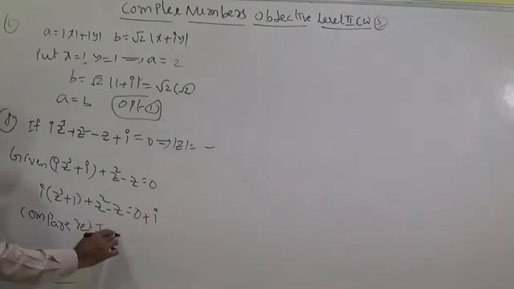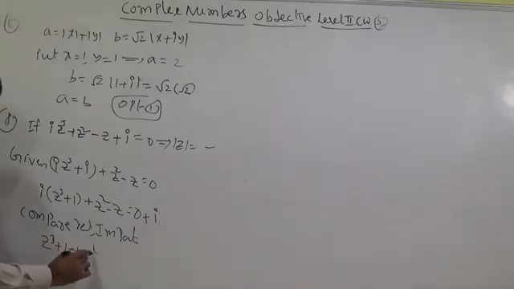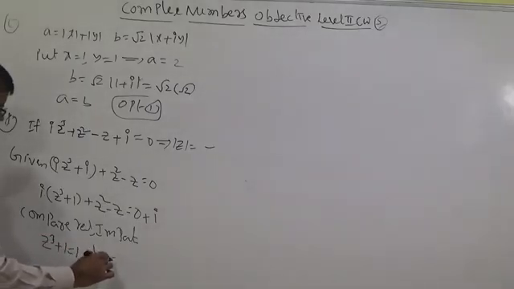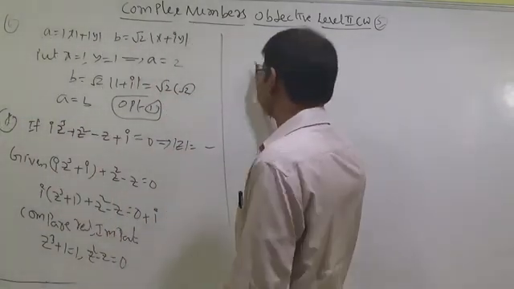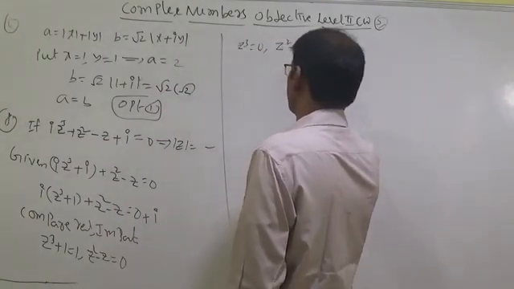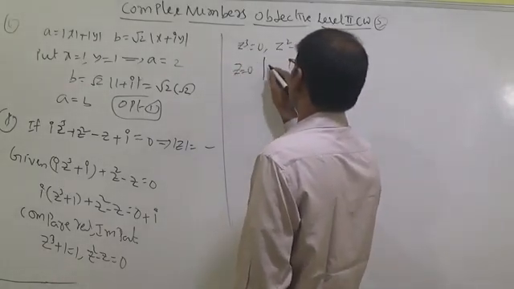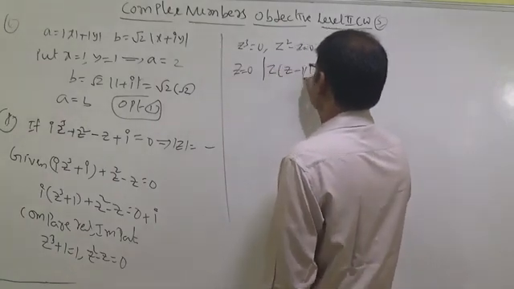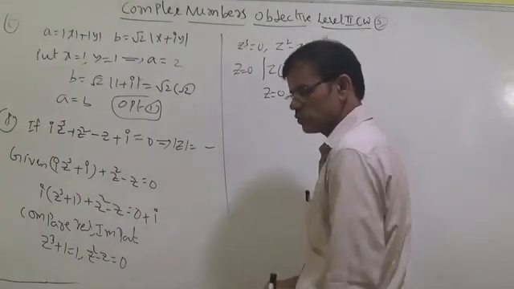Compare real and imaginary parts. So z cube plus 1 equal to 1, and z square minus z is equal to 0. So z cube is equal to 0 and z square minus z also equal to 0. So in this case z equal to 0. If we take common here, z minus 1 equal to 0. So in this case z equal to 0, z is equal to 1.